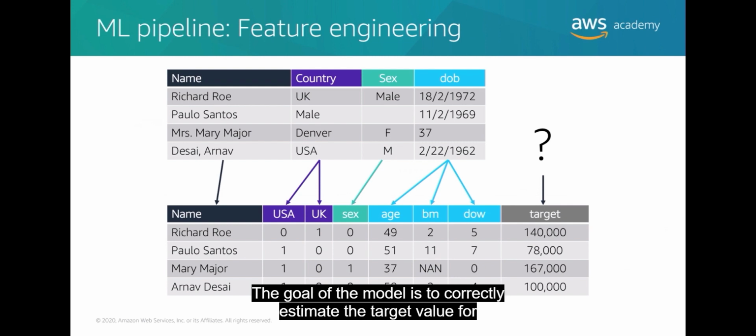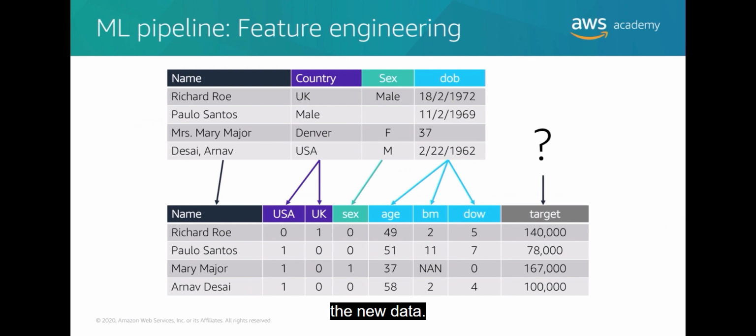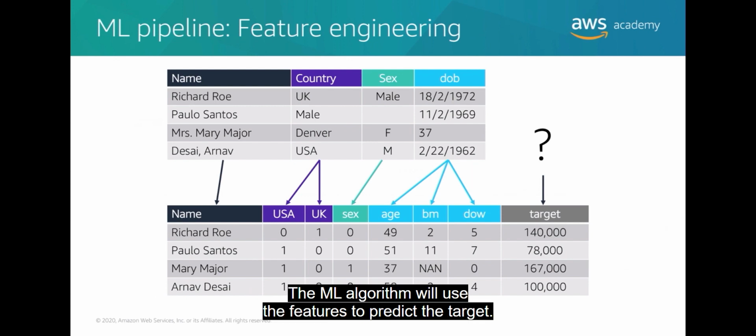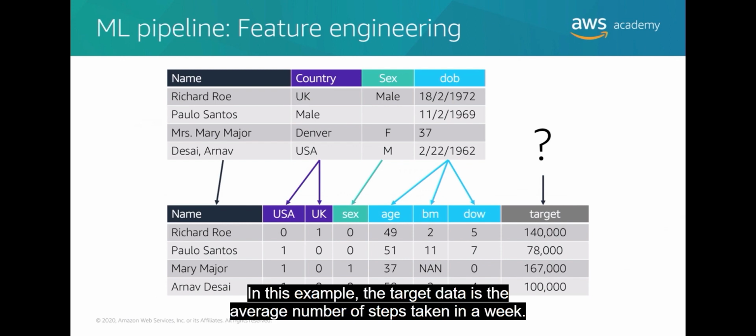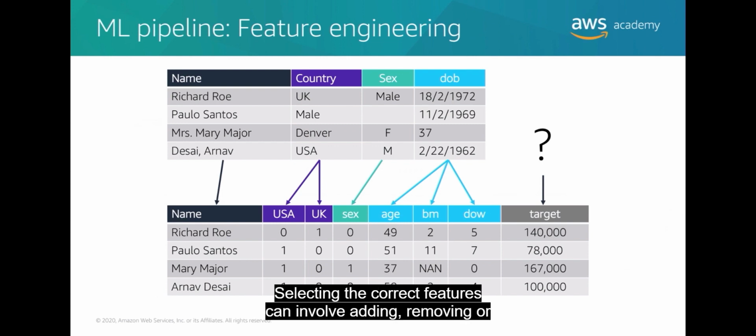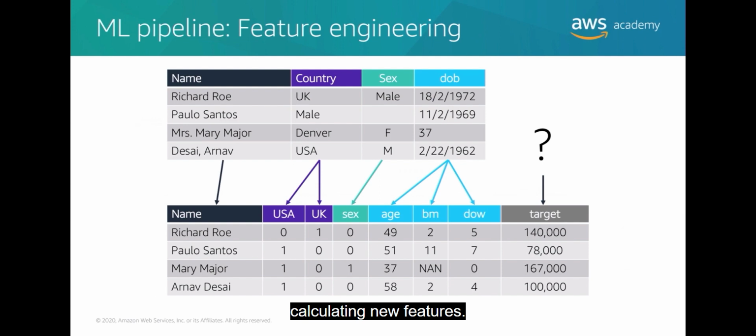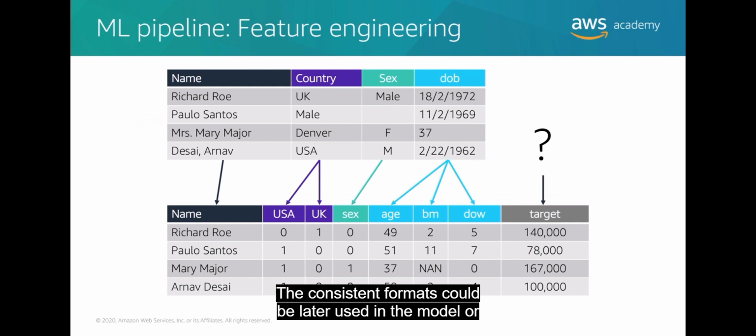The goal of the model is to correctly estimate the target value for the new data. The ML algorithm will use the features to predict the target. In this example, the target data is the average number of steps taken in a week. Selecting the correct features can involve adding, removing, or calculating new features. You might want to make the data formats consistent. The consistent formats could be later used in the model, or you can make these changes for cosmetic reasons.